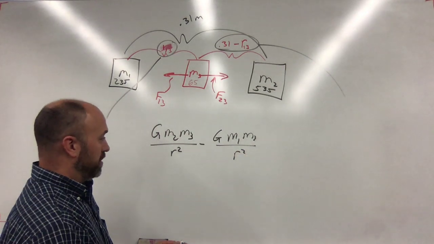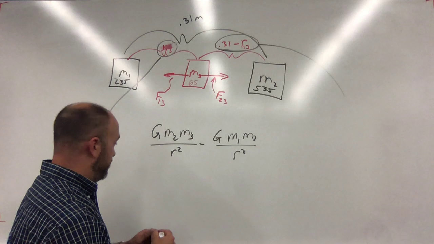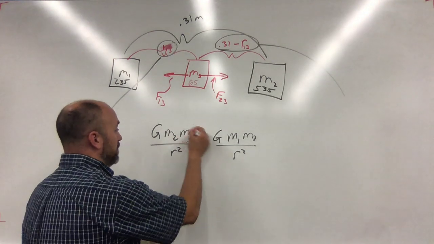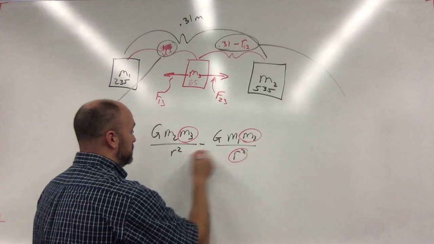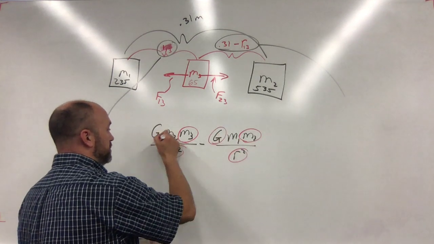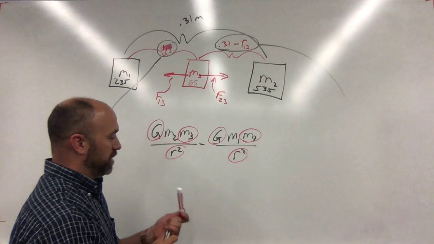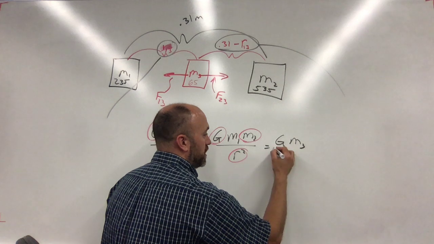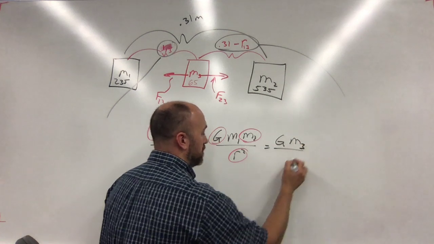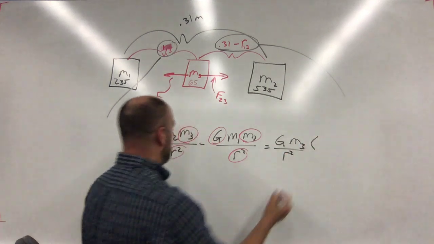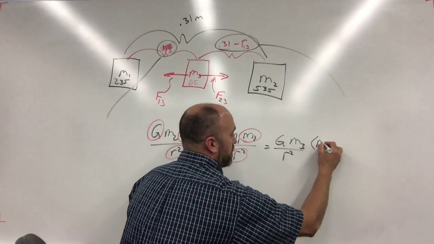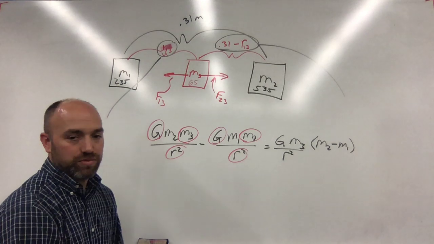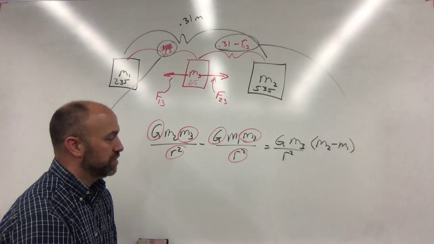We can simplify that. They have three things in common. They all have an M3. Both sides have an R and both sides have a G. So we're going to pull all three of those items out. So this will be G times M3 divided by R squared times M2 minus M1. That might make your algebra, your punching buttons a little bit easier.